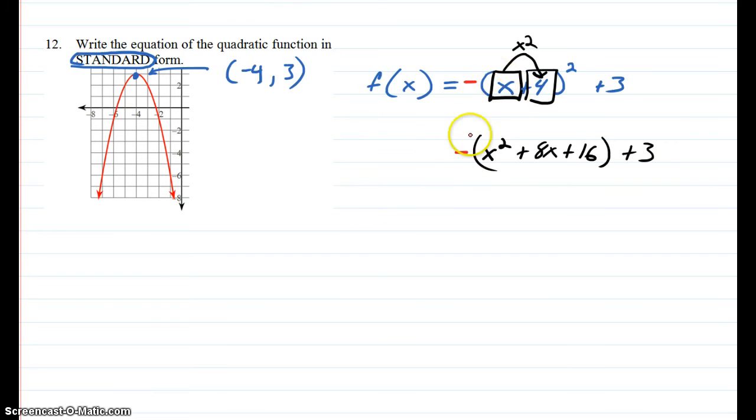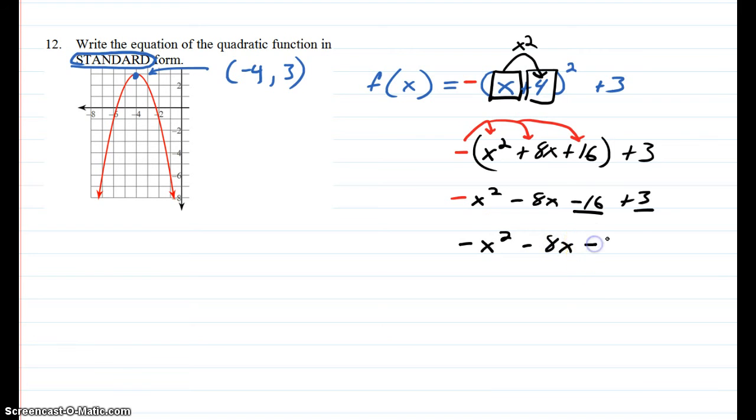And now you got to make sure you keep all this inside the parentheses. Now we take this negative and we distribute it in, we change all the signs, and so that's going to give me a negative x squared minus 8x minus 16, and the 3 doesn't get multiplied by the negative because it's outside the parentheses. Now we combine these two, and so we end up with negative x squared minus 8x minus 13.